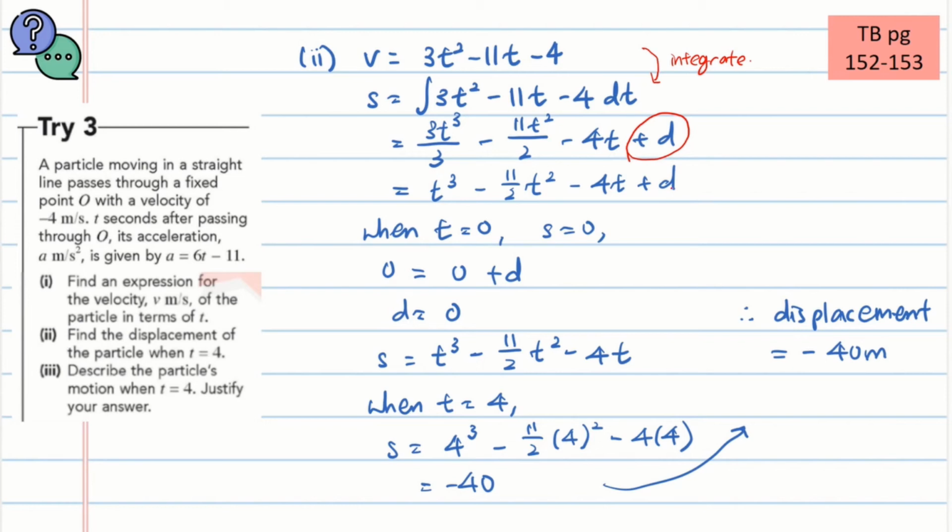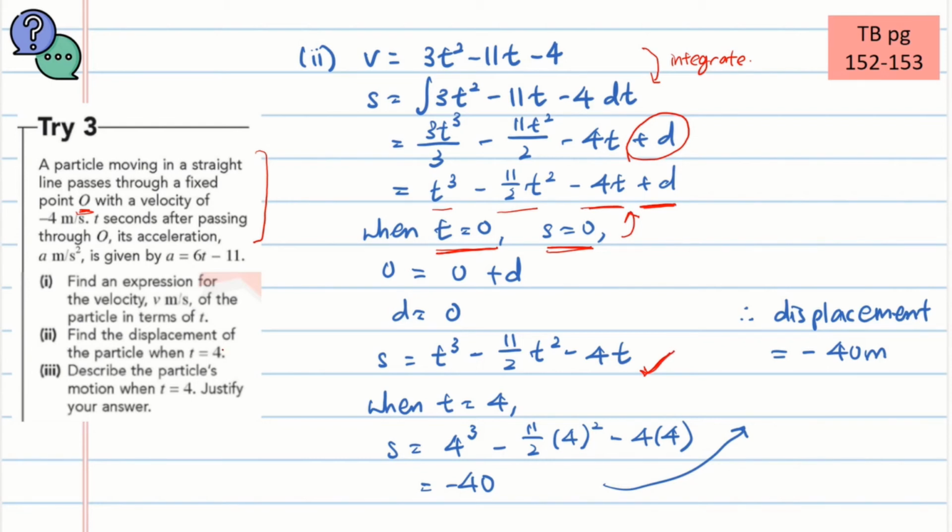Likewise, I need to find out the value of d. What we understood from the information here is that when time is equal to 0, the displacement is equal to 0, because it's all with reference to the point O. Substituting this idea into my expression above, I will find that d is equal to 0, because all these parts become 0 upon substitution. So therefore s is equal to t cubed minus 11 over 2 t squared minus 4t.